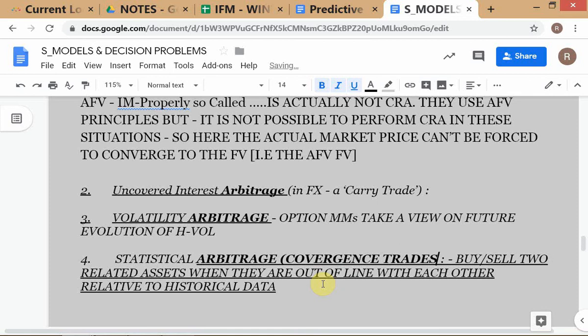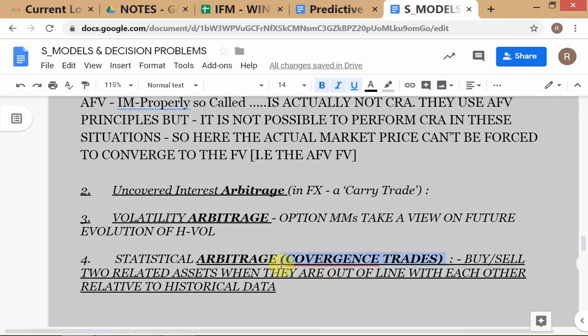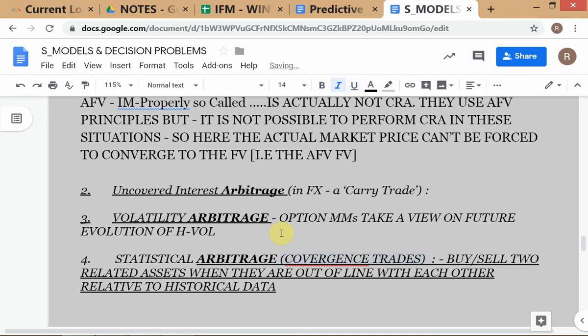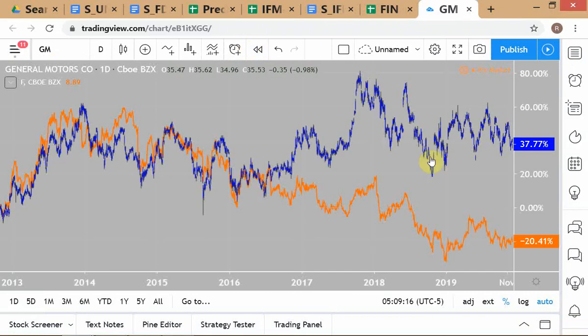Remember yesterday I gave you the example of this fund called LTCM, Long Term Capital Management, which went bust during the Asian financial crisis and the Russian default. LTCM was actually doing this kind of activity, essentially this kind of convergence. Sometimes they call it convergence arbitrage, or sometimes convergence trades. Understand why it's convergence and why it's statistical.